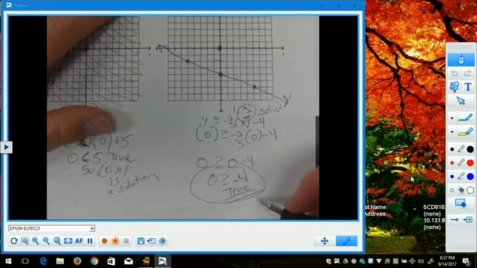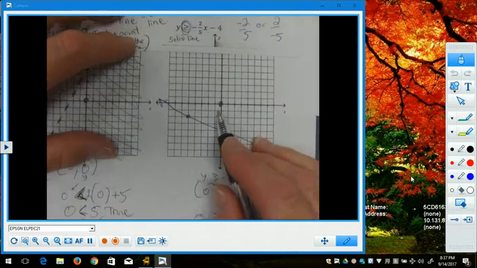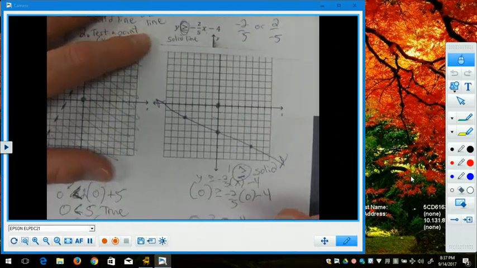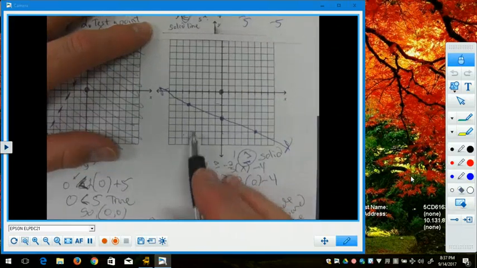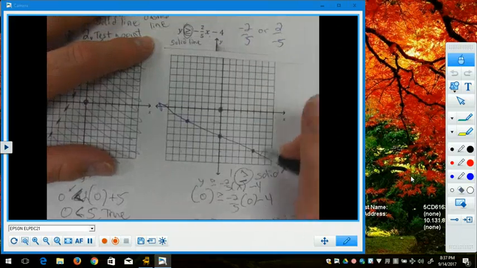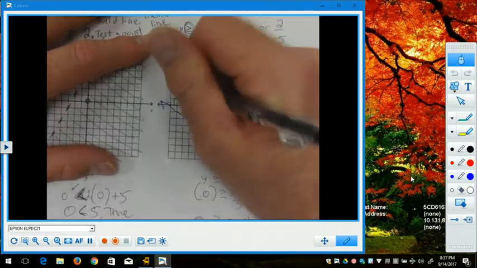Since it's a true inequality, that point 0, 0 is true, and I should shade toward that point, the true points. Had I picked a point over here, I would have gotten a false inequality, and I would have said this is the side that should not get shaded.